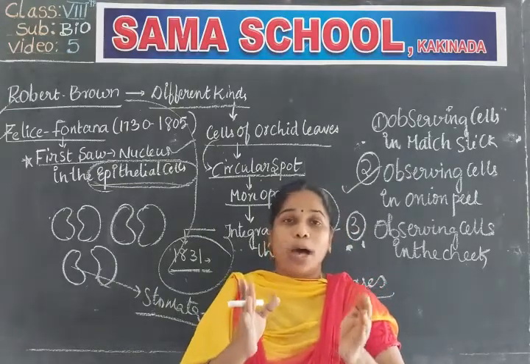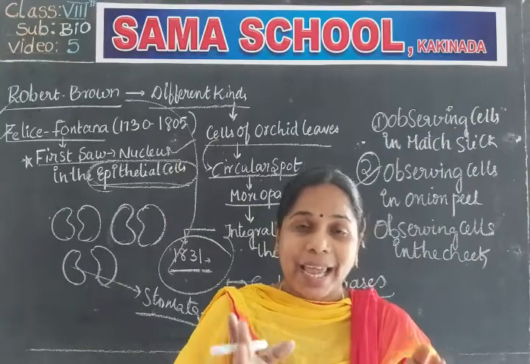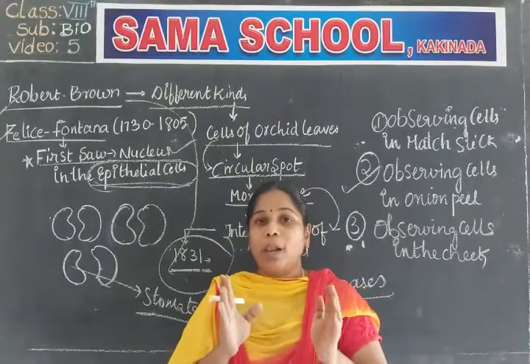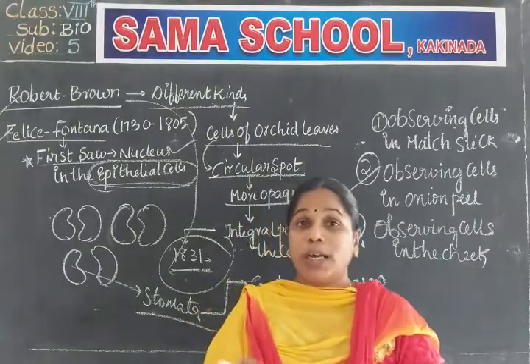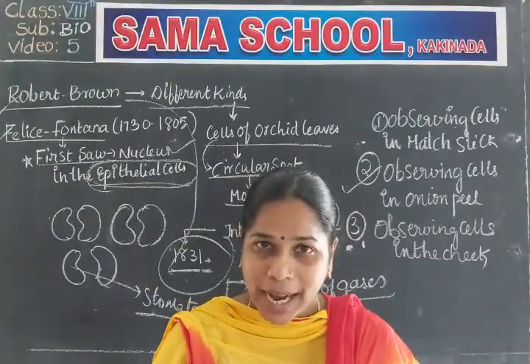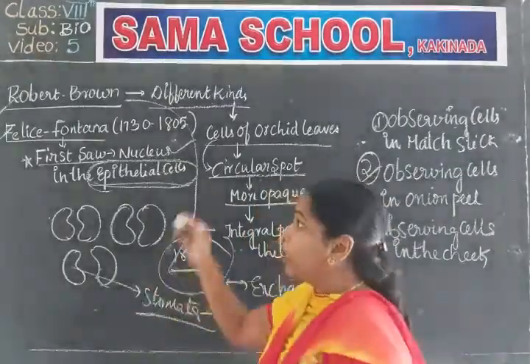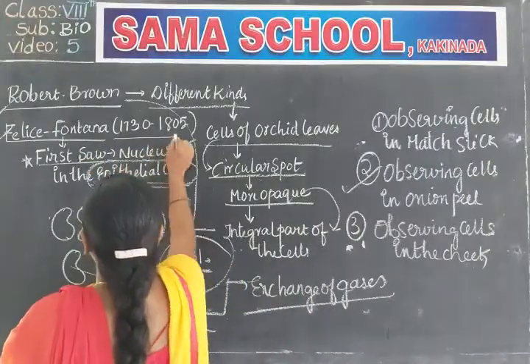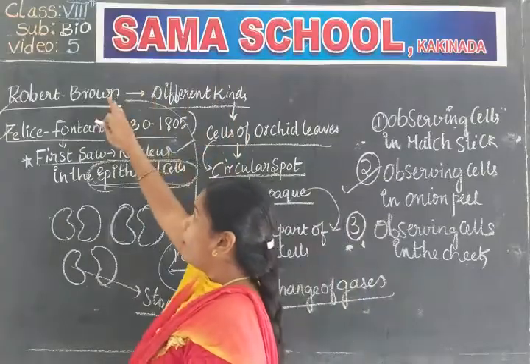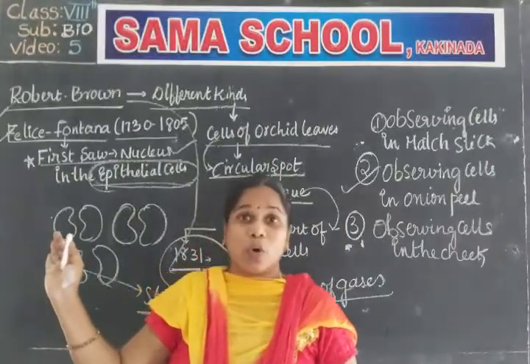So in your 8th class especially, you have to keep one thing in your brain: who is the person who observed the nucleus in epithelial cells? Epithelial cells are the outermost layer of the animal body. Again I am saying, the outermost layer of the animal body. Understand? It was first observed by Felice Fontana in 1730. And then later, Robert Brown observed all these structures. How did they observe? Through microscope only.